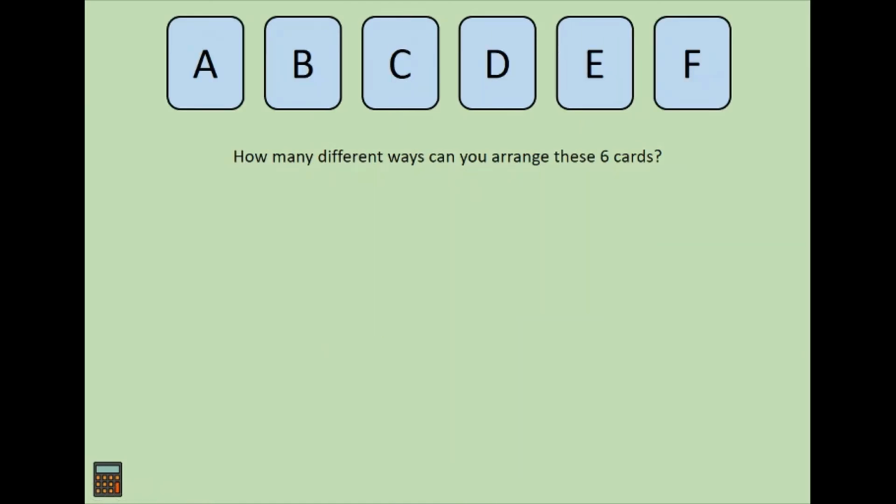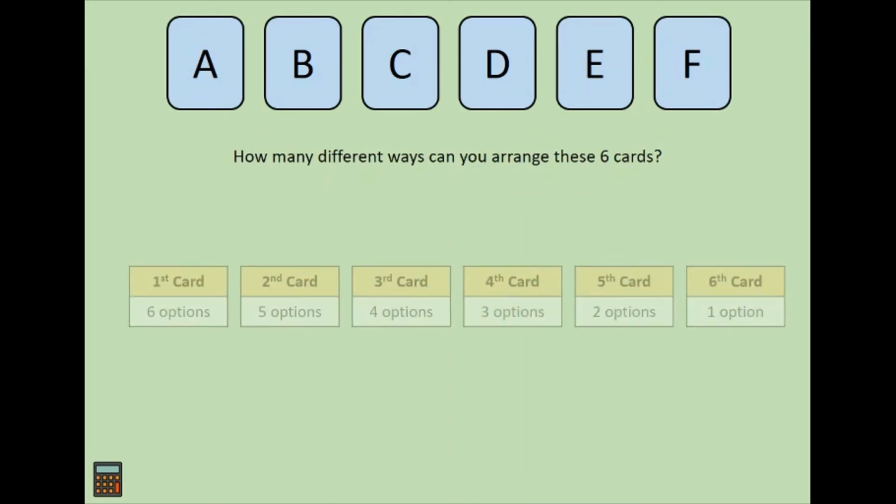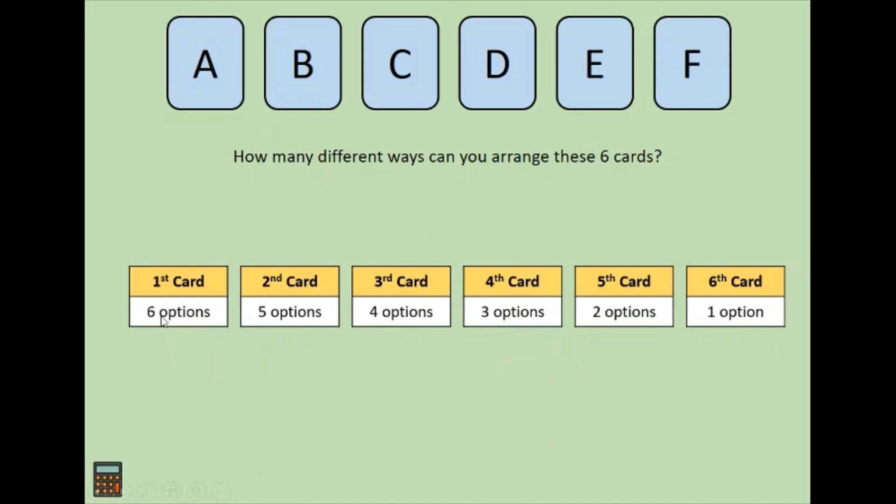Okay, this one I'd like you to do, and I definitely don't want you to list all these out. How many different ways can you arrange these 6 cards? Okay, so for this one, you'd have 6 possible for the first, then 5, then 4, then 3, 2, and 1. If you multiply all those together, you'll have 720 different ways, and you can probably see why I said not to try and list them all out. It would take a very long time.